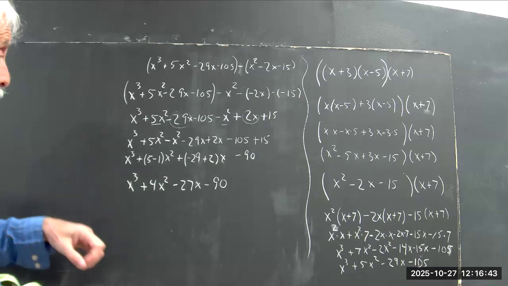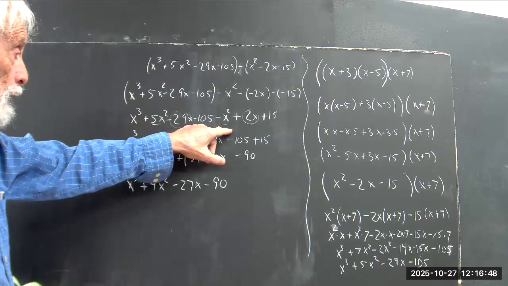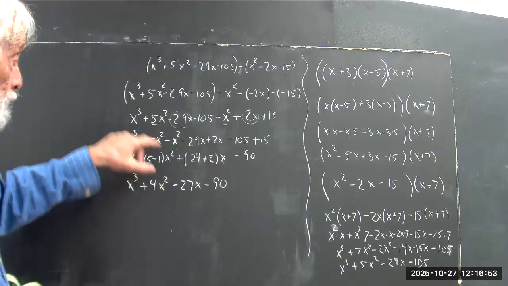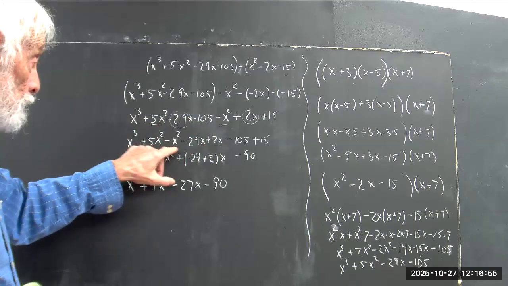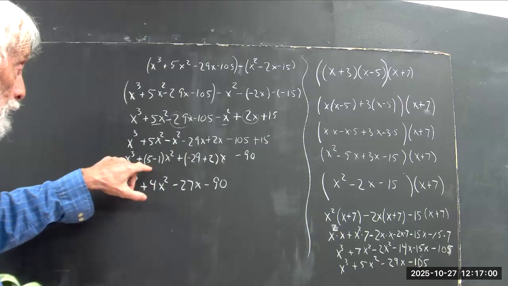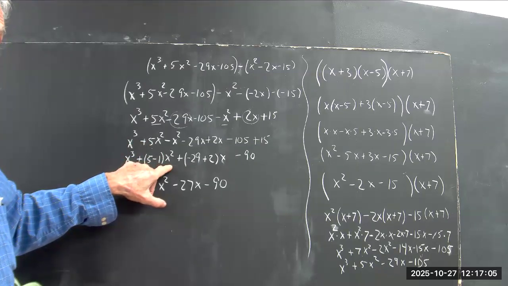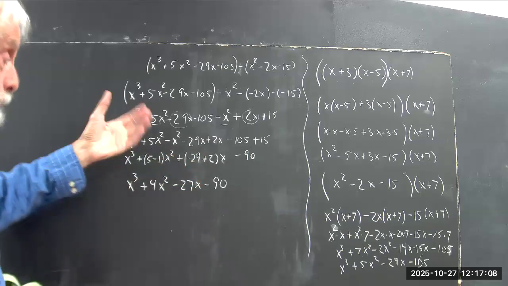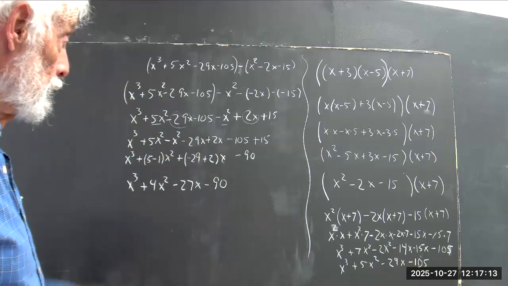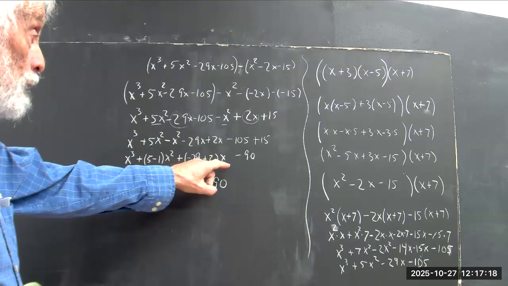Now, do we understand that we got a 5x squared and a negative x squared? That does give us 4x squared. Why? Because I can write the 5x squared minus x squared right next to each other. And then I can write that as 5 minus 1 times x squared using the distributive law backwards. We say we're factoring out the x squared. And same thing with the negative 29x plus 2x. I can write that as negative 29 plus 2 times x.